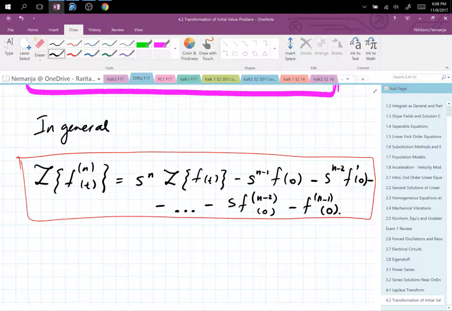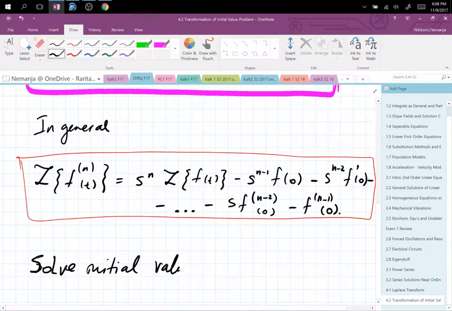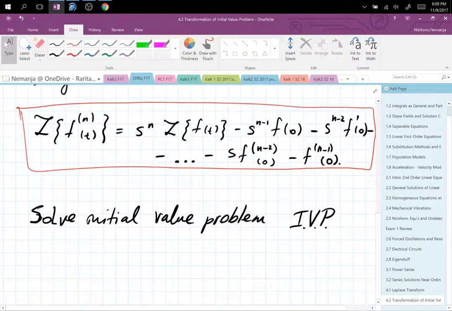Solve the initial value problem. So let's transform this stuff. Solve the initial value problem. It's called IVP, initial value problem. And I don't want to do the one that's in the book.